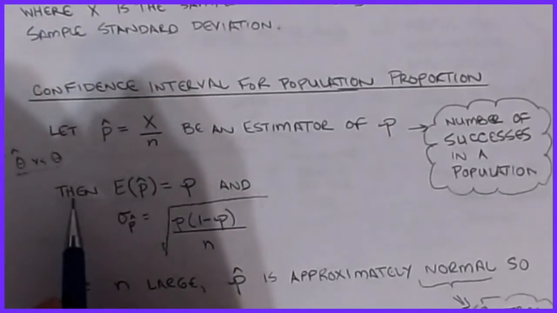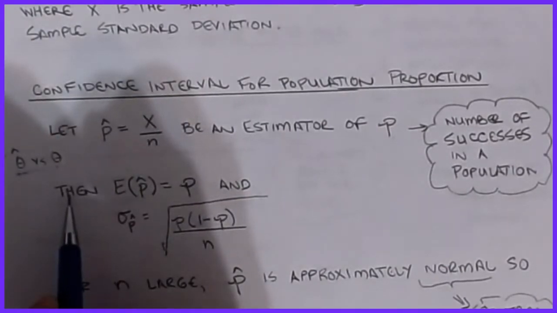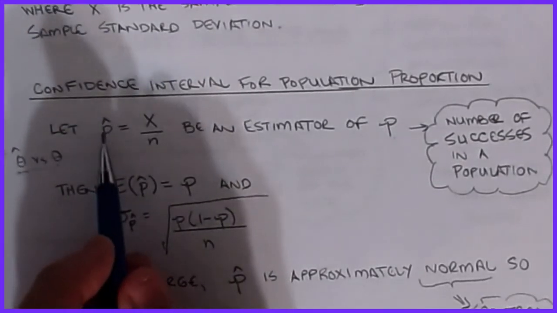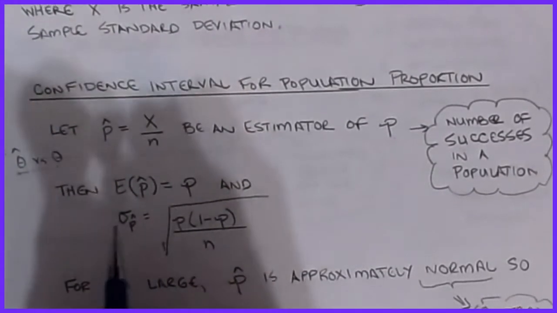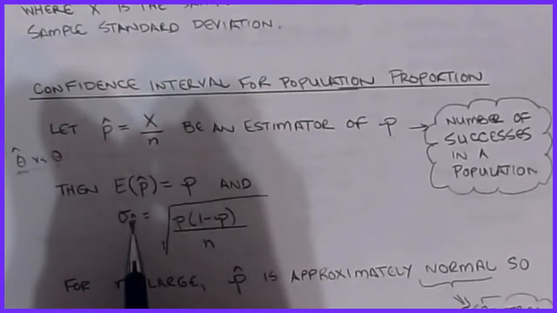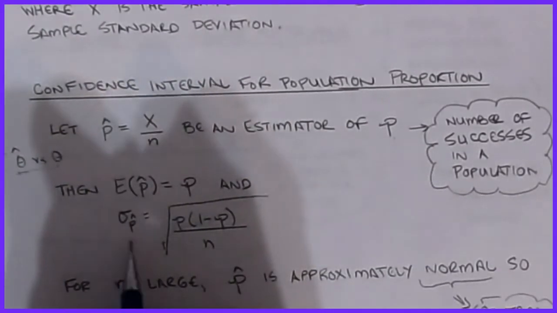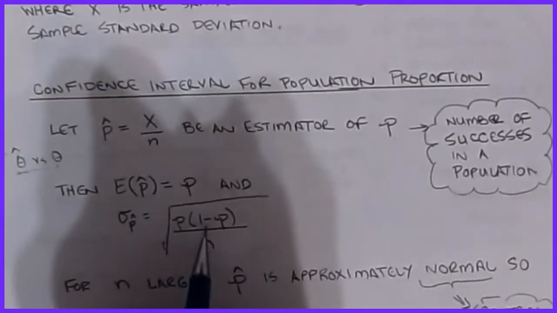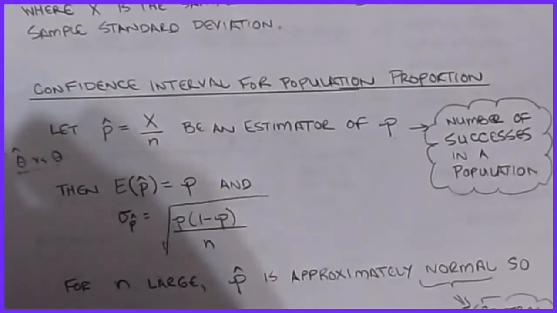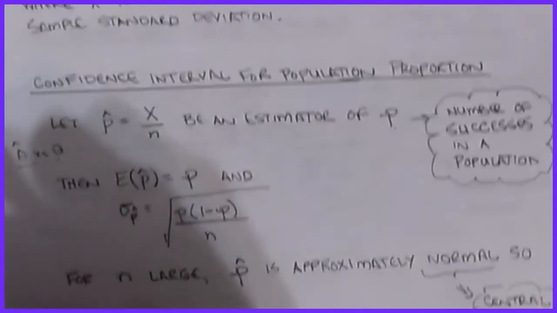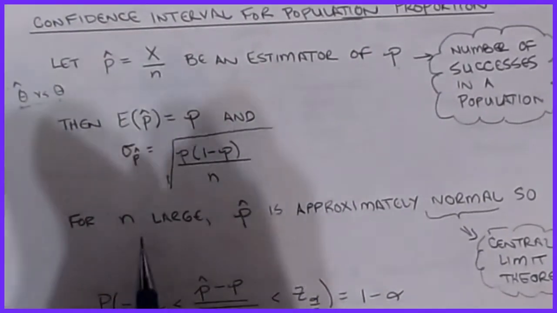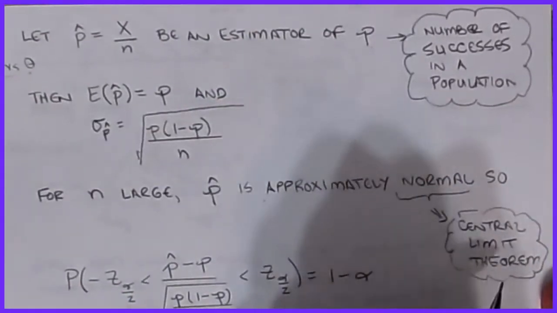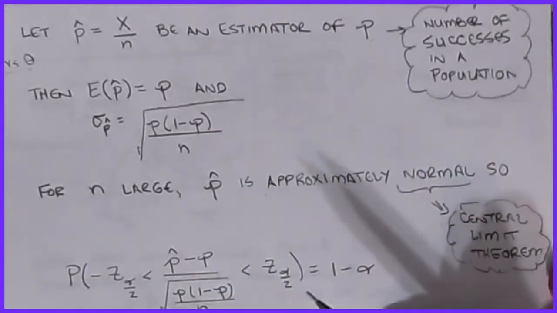Based on our point estimate discussions, the estimate is said to be unbiased if the expected value of p hat is equal to p. Going through our math and our process, we can prove that the standard error for our proportion is the square root of p times 1 minus p, all over n. Now, for large n, p hat is approximately normal. Again, that's the central limit theorem working for us. This is a very powerful rule.